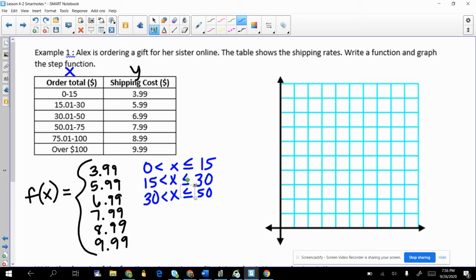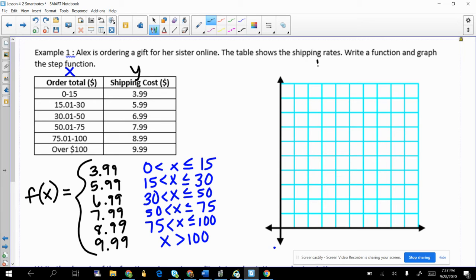This next one, $7.99 for shipping, is 50 to 75. Then $8.99 for shipping is 75 to 100. And the last one is anything over 100. So we'll just say when X is greater than 100 because we don't really have a stopping point. If she spends $200, if she spends $500, her shipping cost is going to be $9.99 from the information we were given. So your next job is going to be to label all of your axes.